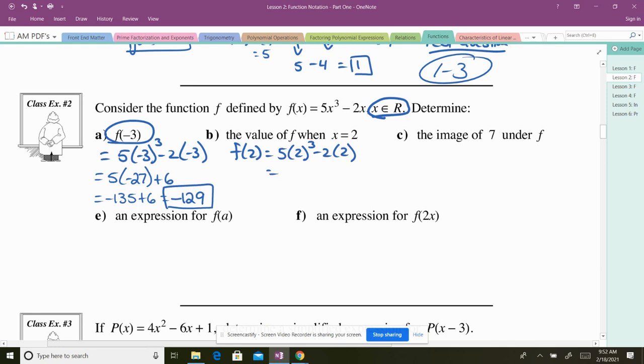Can you tell me that answer, peoples? Please. Is that your guess? What's 2 cubed? 8 times 5 minus 4.